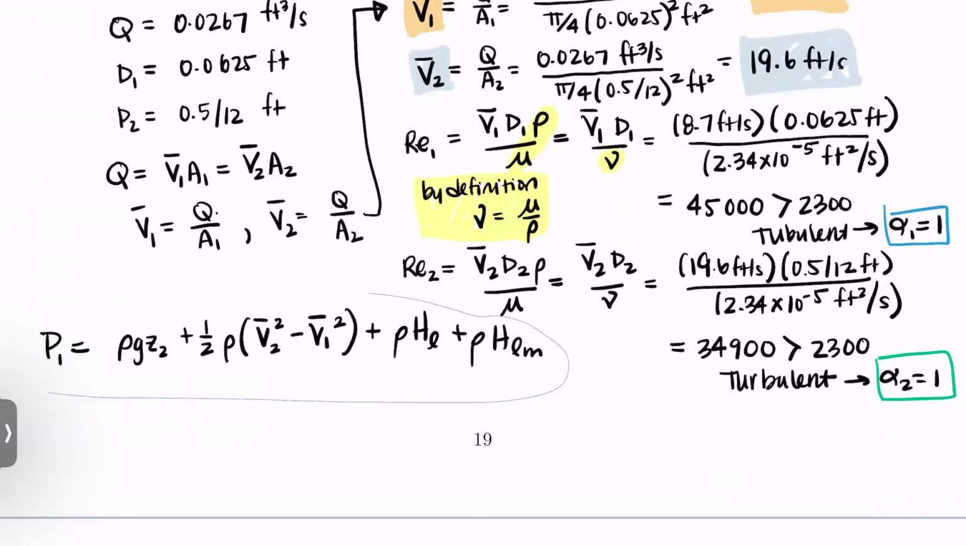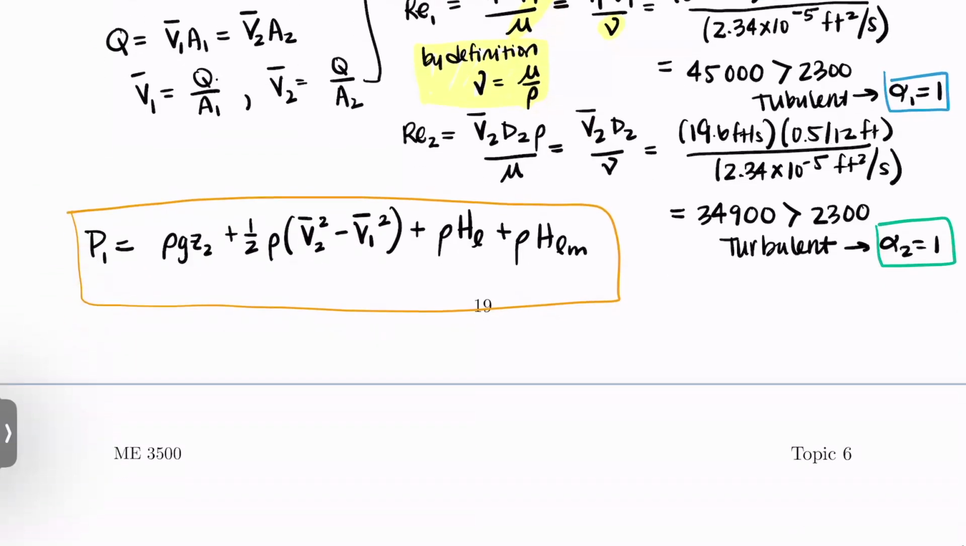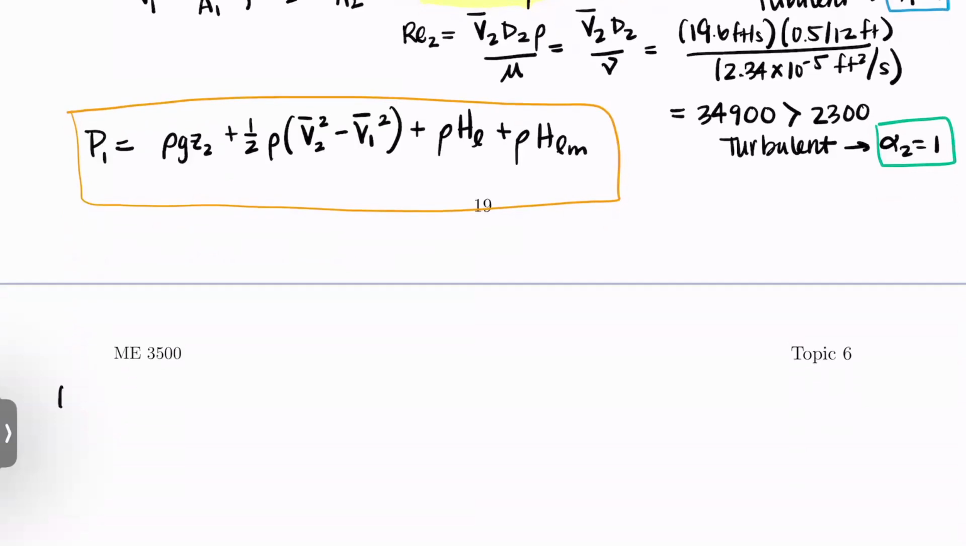All right, so this is our equation that we are going to be working with for parts A, B, and C of this problem. So let's do part A. For part A, we assume no losses. So that means that HL and HLM are both 0.